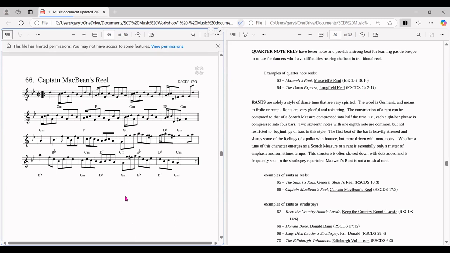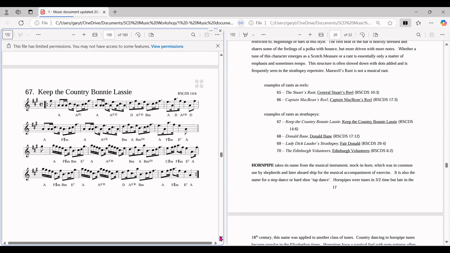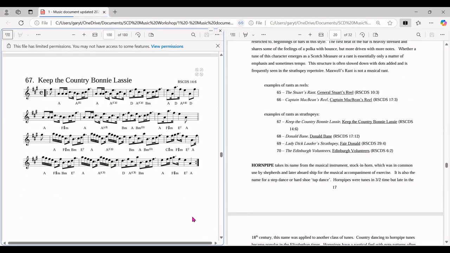Yeah, that tune has guts to it. So those are the extra notes or rants. Now, I've put the examples of rant type of strathspey right after this so you can compare. The strathspey number 67, Keep the Country, Bonnie Lassie.